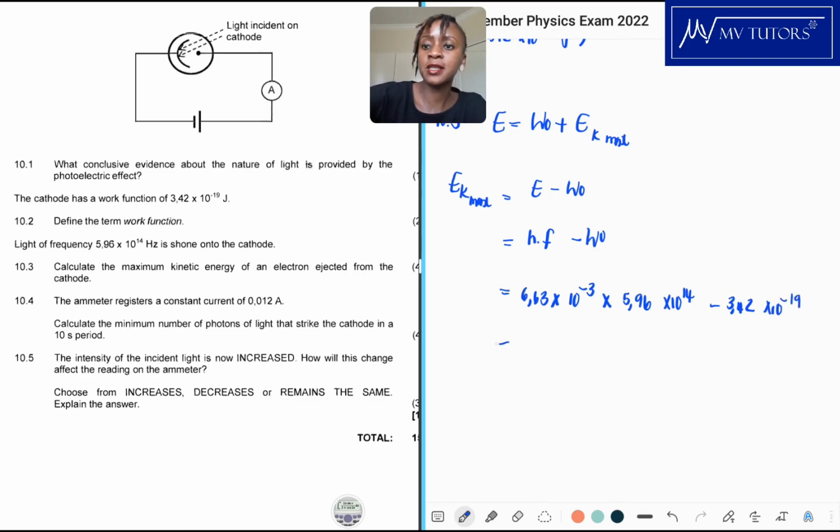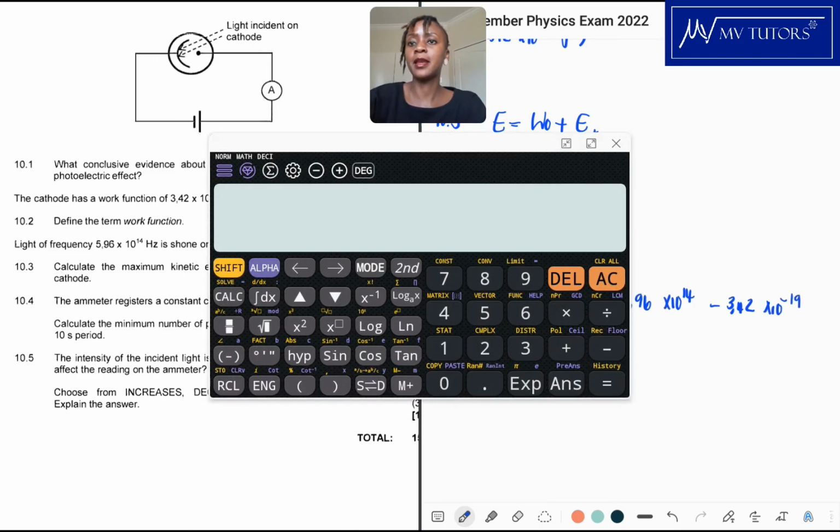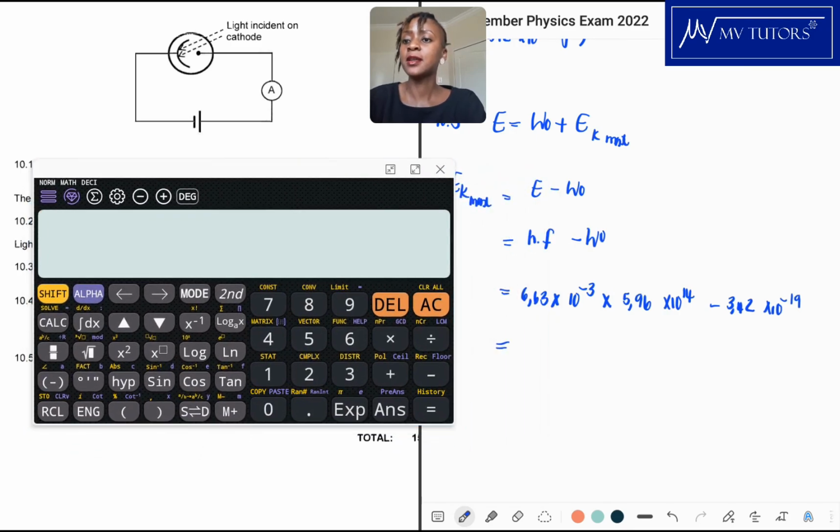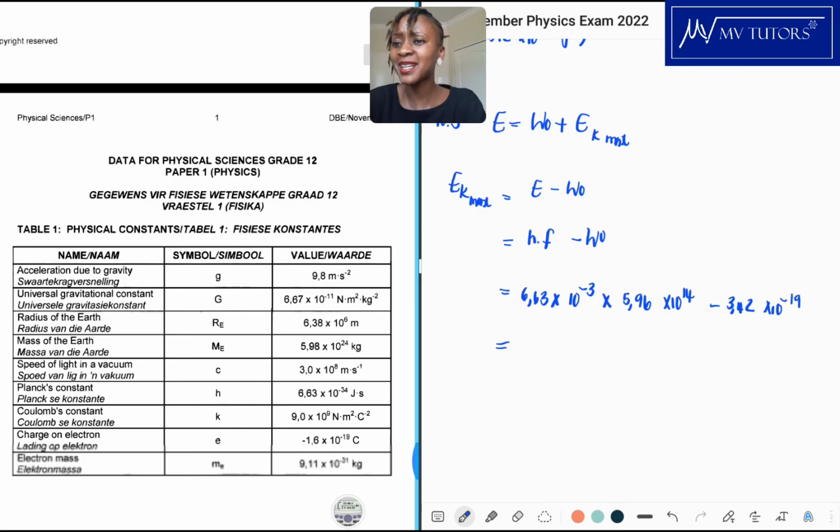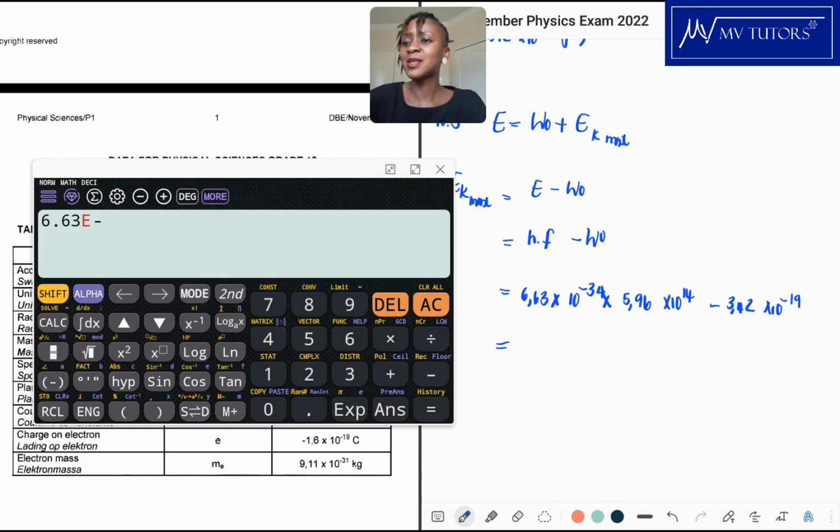So we're going to put all these values into the calculator and calculate away. So we have 6,63 times 10 to the power negative 34, right? Why did I write 3? Yes. Okay, times 10 to the power negative 34 multiplied by 5,96 times 10 to the power 14.